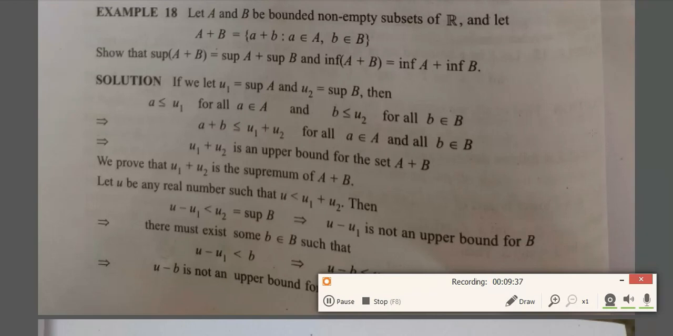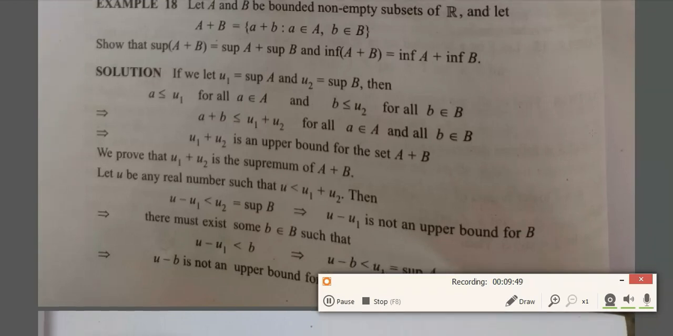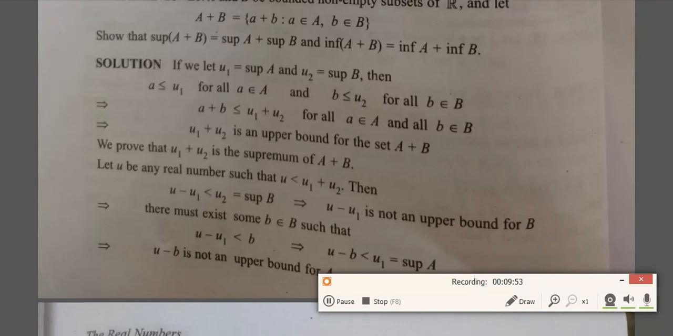So U1 plus U2 is an upper bound for A plus B. Now to show it is the supremum, we have to show it is the least upper bound. So let U be any real number such that U is less than U1 plus U2. Then U minus U1 is less than U2, which is equal to the supremum of B. So U minus U1 is not an upper bound for B.